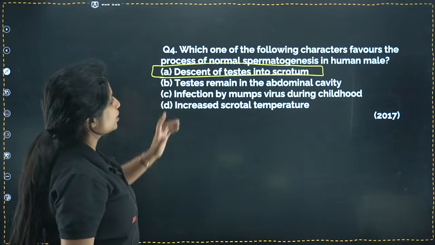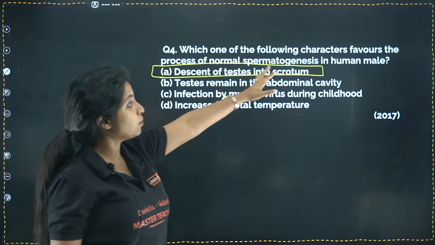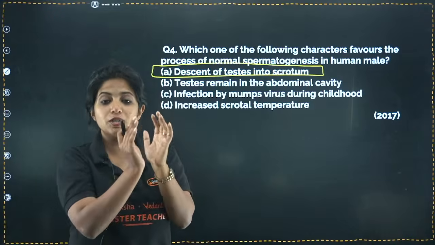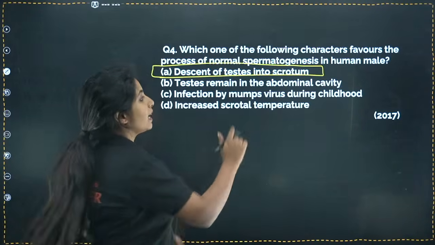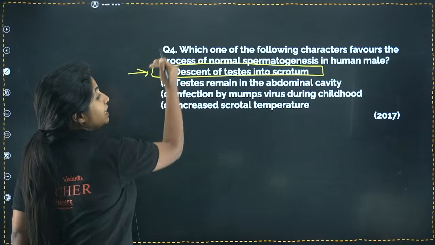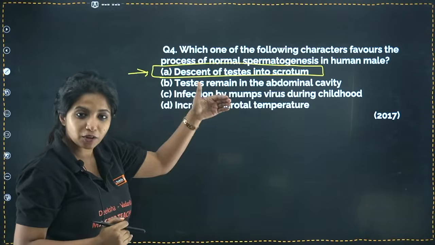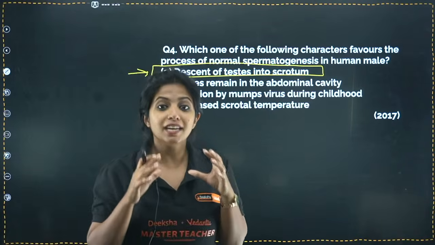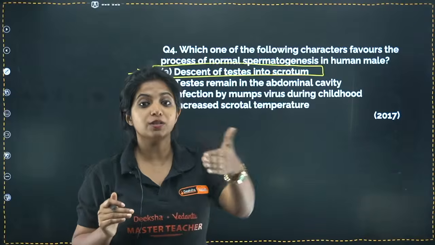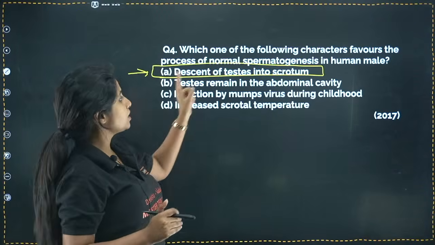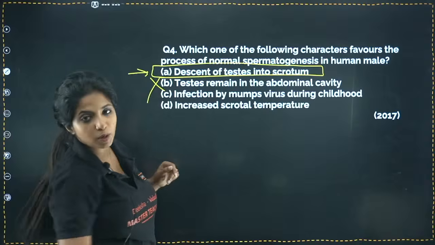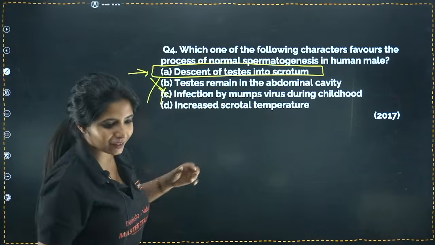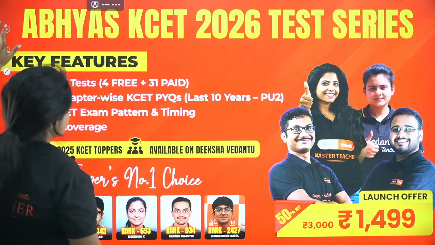So, which one of the following favors the process of normal spermatogenesis, the normal formation of sperms? You should know the testis which is there in the body should come down inside the scrotum. That is what you call descent of testis into the scrotum. Movement of testis from up to down into the scrotum. Because the scrotum provides enough temperature, 2 to 2.5 degrees Celsius lower than the normal body temperature. Testes remain in the abdominal cavity, no sperm is going to form. Infection by mumps, no. An increased scrotal temperature, we do not want that also. So basically your answer for this question is A.